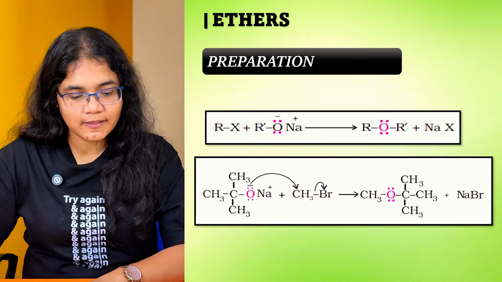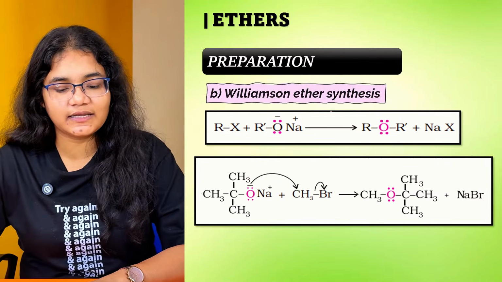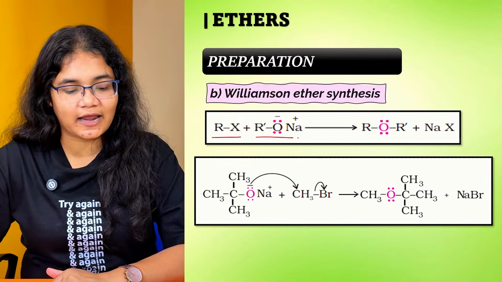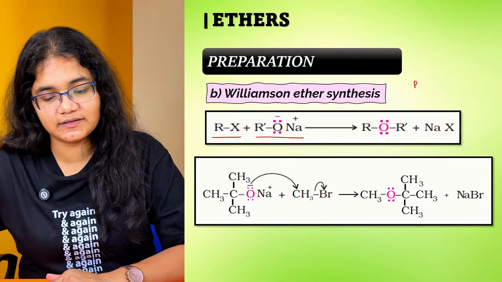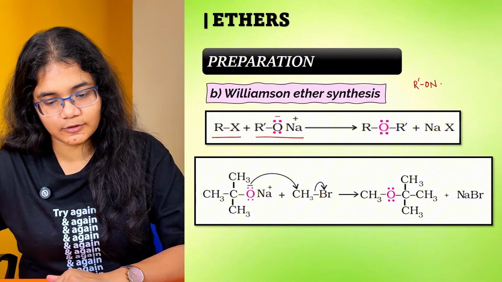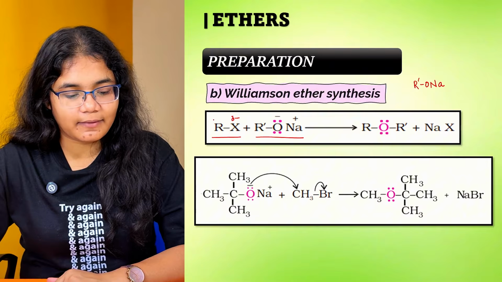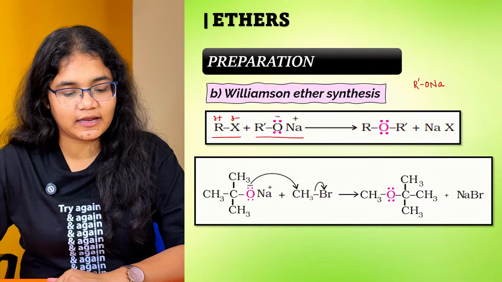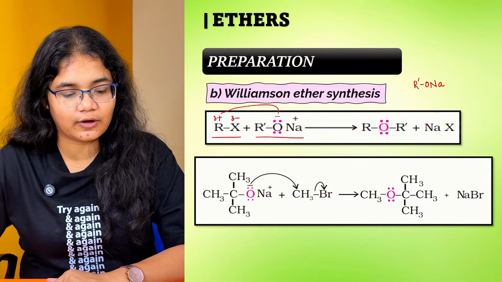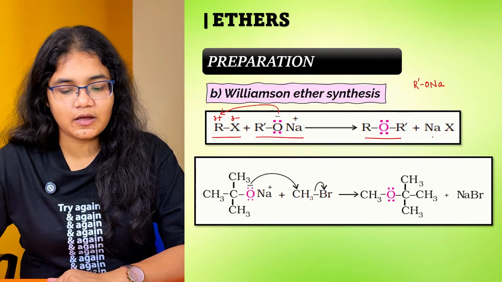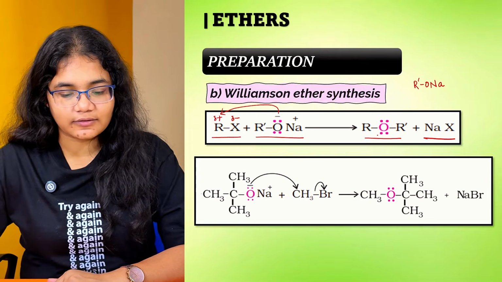That is the first method. The second method is called Williamson ether synthesis. Here you take one haloalkane and one alkoxide ion. Alkoxide means R'ONa. Now see, in RX this is delta minus and this is delta plus, and here I have a negative charge, so this one can attack on this one. So I will get ROR' plus NaX formed. Now this is the ether.